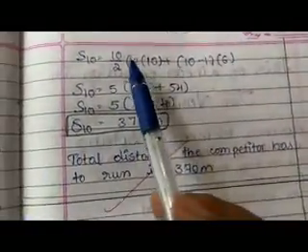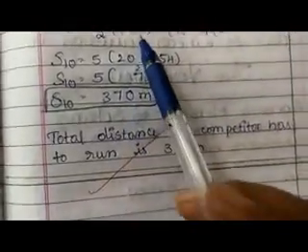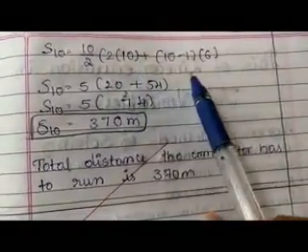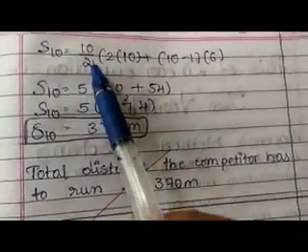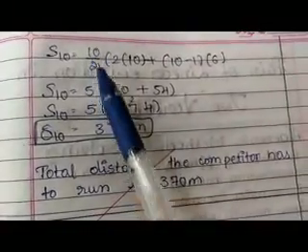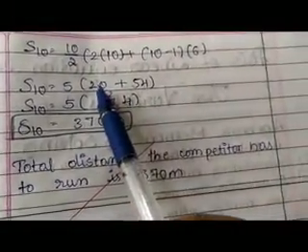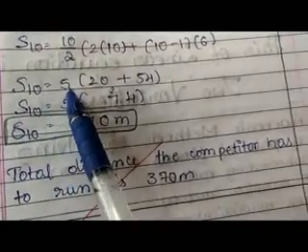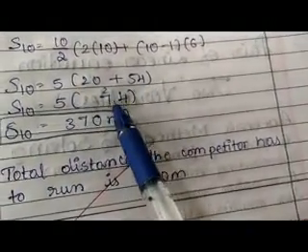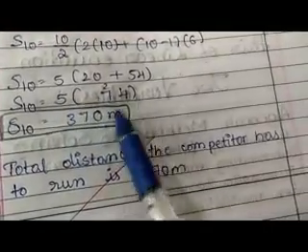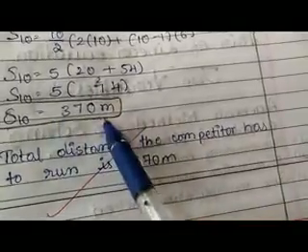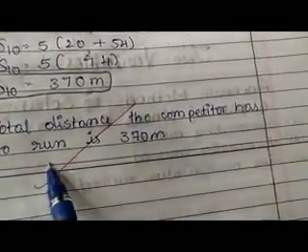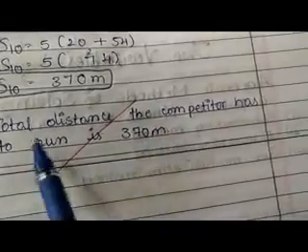Sn is equal to n by 2 into 2a plus n minus 1 into d. Therefore Sn is equal to 10 by 2 into 2 into 10 plus 10 minus 1 into d. You know the 2 table: 5 into 2 into 10 is 20. 10 minus 1 is 9, 9 sixes are 54. Therefore S10 is equal to 5 into 20 plus 54. 20 plus 54 is 74. Therefore 5 into 74, you will get S10 is equal to 370 meters. So what is the total distance the competitor has to run? She has to run 370 meters.